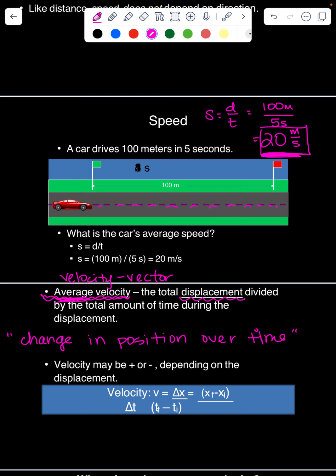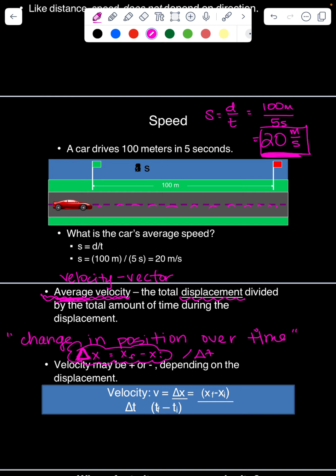Now we know that a change in anything is symbolized by delta. And then we know from our last set of notes that position can either be symbolized with an X or a Y, given if we're moving horizontally or vertically. And anything, delta anything, can be broken down into final minus initial. So we need to remember that little part. Over time, that means that we have a rate over time, our time interval.